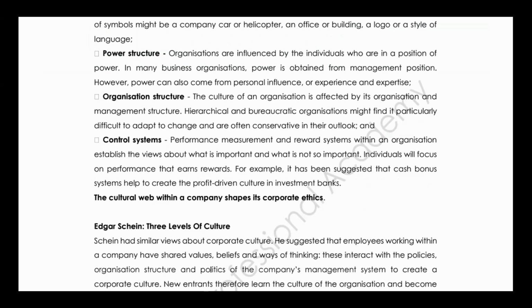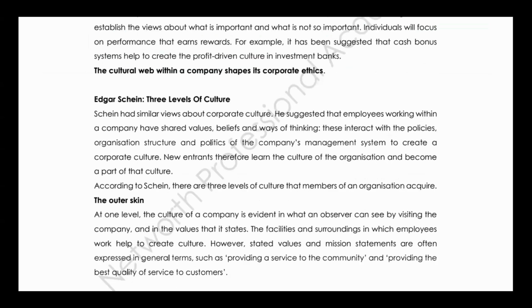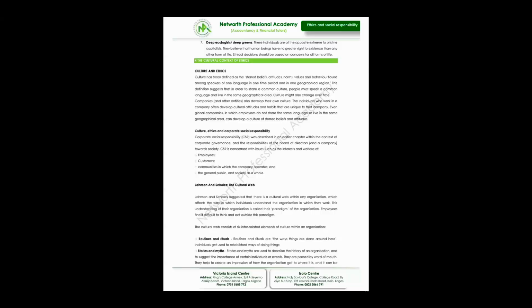Now, note this last thing that I put in bold. I said the cultural web within a company shapes its corporate ethics. The cultural web shapes its corporate ethics, and that's key.